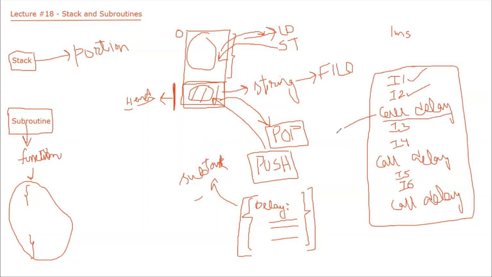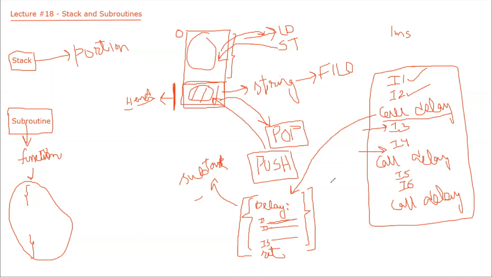That is, I will go into this function and execute the instructions here. Let's say we have three instructions here, I1, I2, and I3. After executing the instructions, I will have a return instruction. Return means now go back to the place from which I have been called. So when we return from this, we will execute I3, then I4.